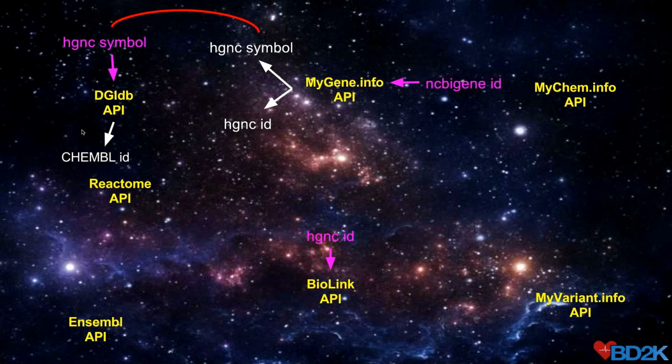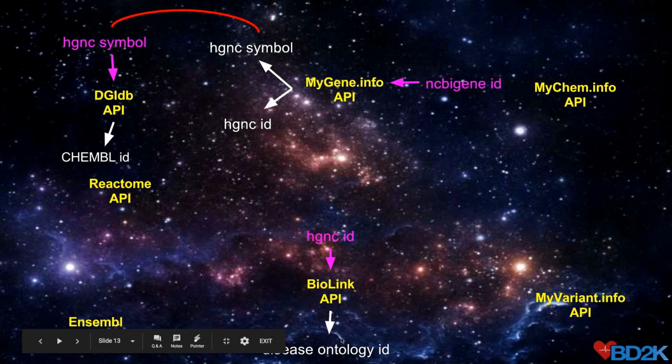A similar thing, for example on the bottom, you can see this BioLink API. One of its inputs is HGNC ID, and one of its outputs is disease ontology ID. So it connects you from a gene to a disease, the disease-gene relationship. MyGene.info doesn't contain any information about disease, but because the input of BioLink is the output of MyGene, you can connect MyGene and BioLink together through HGNC ID. Ultimately, you can directly go from an NCBI gene ID to a disease ontology ID.